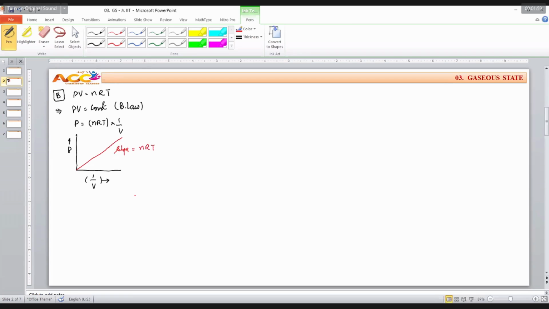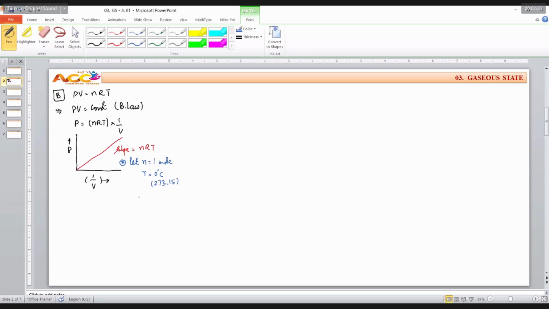Able to understand that? Now suppose here you have a question. Let n is equal to 1. What is the meaning of that? I have taken 1 mole of gas. Nice. Then what is the temperature? Say for example 0 degrees centigrade. That means I am taking the STP condition, 273.15 kelvins.